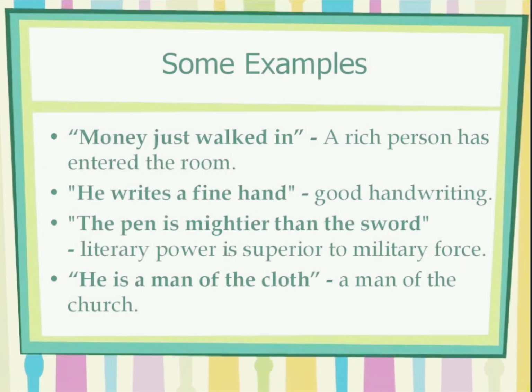The pen is mightier than the sword. So literary power is superior to military force. And the other example is he is a man of the cloth, which means a man of the church. So this is how metonymy works in sentences.